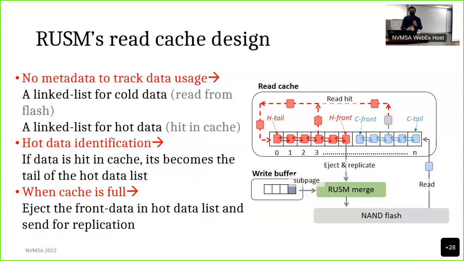When the space of the read cache reaches some limit, we take the data from the front of the hot list, which is the least frequently used hot data, and subject it for replication with the RUSM merge technique that I'll describe later. So we keep the more recently used hot data in the read cache with higher priority, and we replicate the least recently used hot data that's still usable. Let's call it warm data, and replicate it on the NAND flash, creating a tier 2 of read cache extension in the NAND flash.